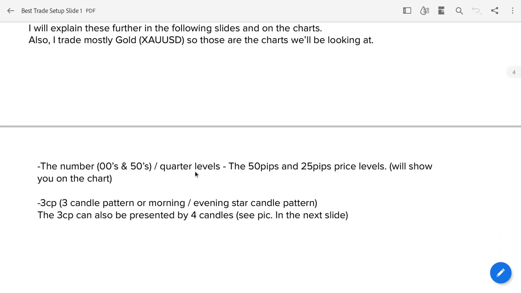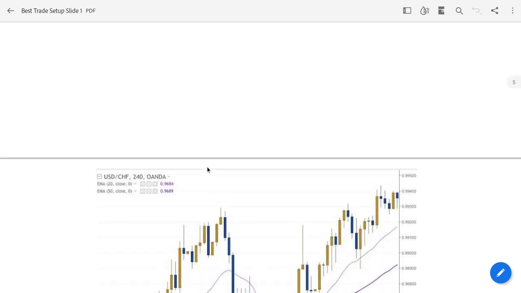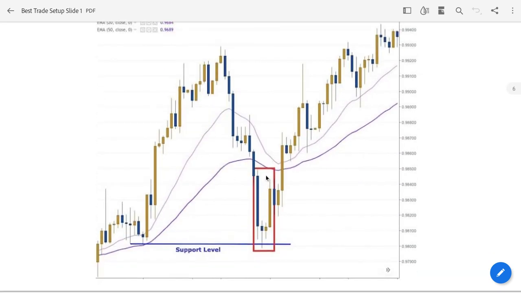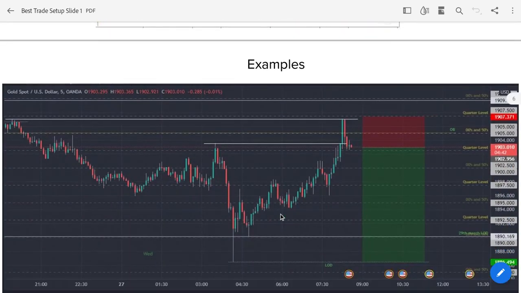Now, I trade mostly gold, and those are the charts that we'll be looking at for the most part. The numbers or quarter levels, I'm simply referring to price levels that are either 50 or 25 pips apart. I will show you in the examples to follow. A 3CP, a three candle pattern, also known as a morning star or an evening star, can present itself in four candles. And this is what I mean right here. I will put a link in the description below to this article if you want to read further on what a morning or evening star is. Now let's move on to examples.